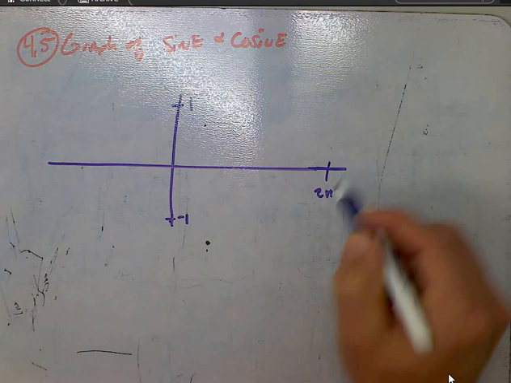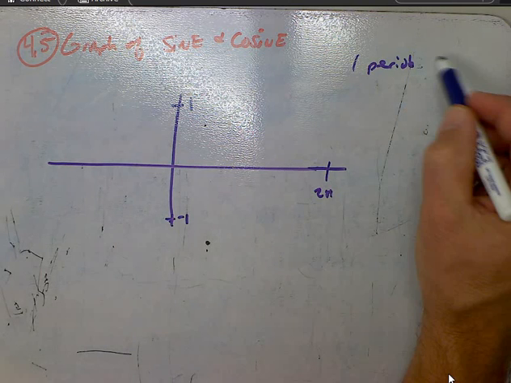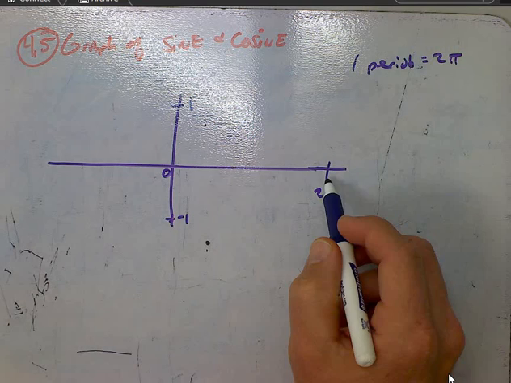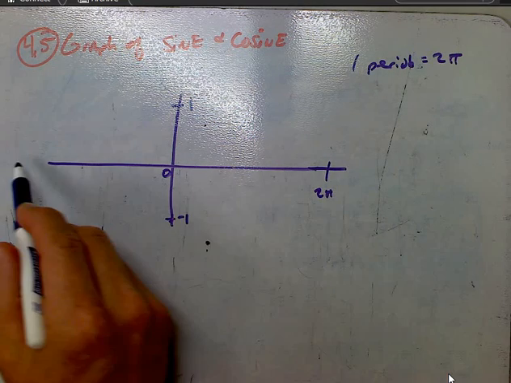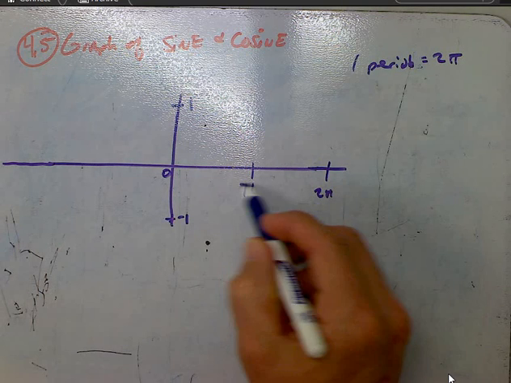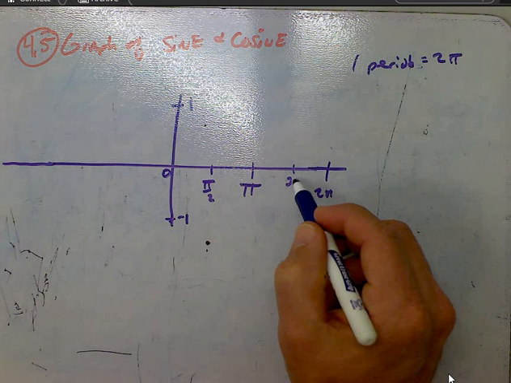So write that out here to the side. One period is going to be 2 pi. So from 0 to 2 pi is going to be one period, and then the sine graph is going to repeat each period after that. Okay, so let's divide this into sections. Pi over 2, and this one would be 3/4 pi or 3 pi over 4.